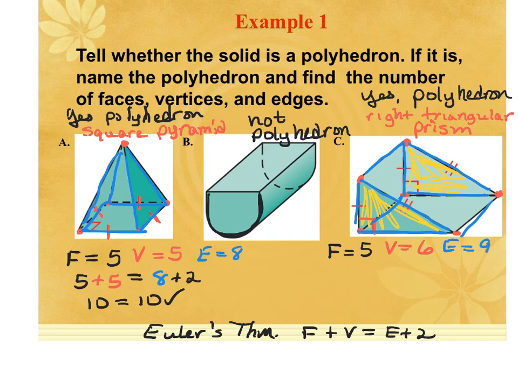So let's go ahead and confirm that we did count correctly. So remember, using Euler's theorem, we're going to go ahead and do faces plus vertices equal edges plus 2. 5 plus 6 is 11. 9 plus 2 is 11. We did count correctly.